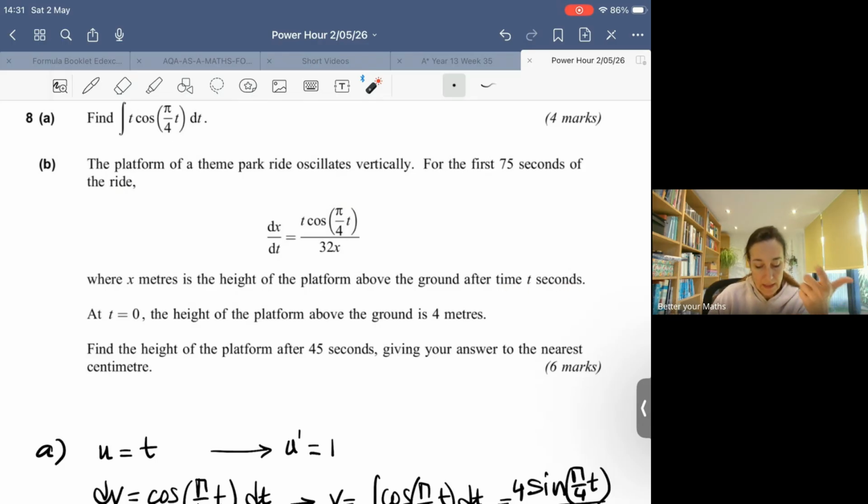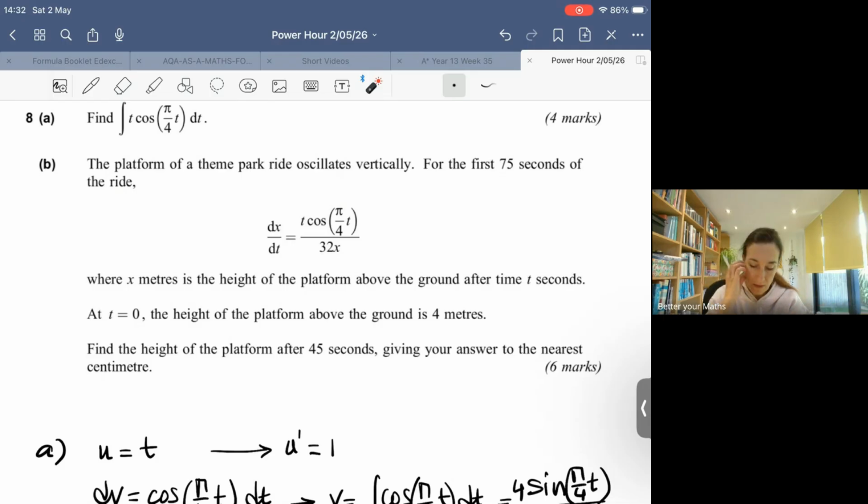So we know what x and t is. At time t equals 0, the height of the platform is 4 meters. And we have to find the height of the platform after 45 seconds and then give the answer in a particular way. What do I have to do in general? Then we will see how we are going to do every bit. But what do I need to find the height? You can tell me. So I have an equation with a derivative, and I need the height for a particular time. Can someone tell me what would be the idea?